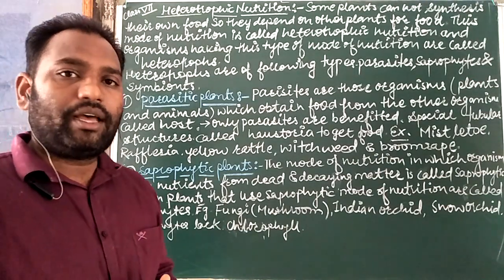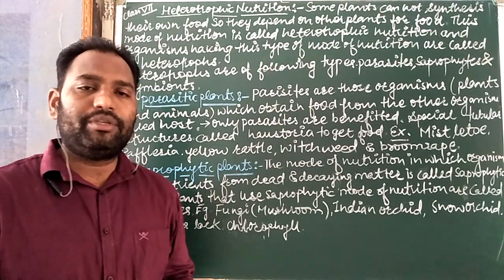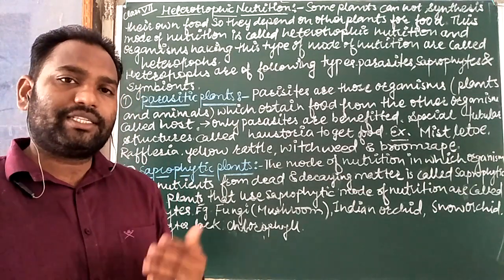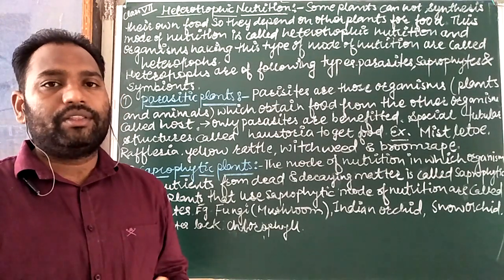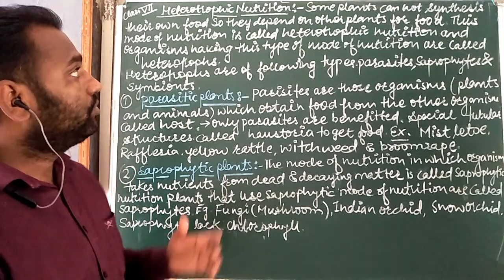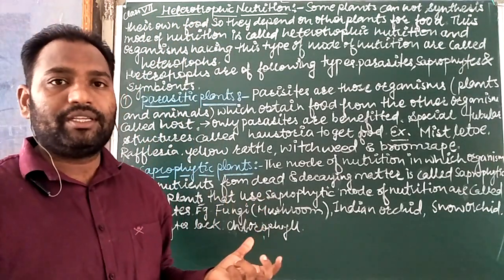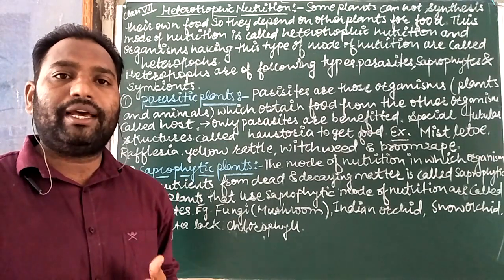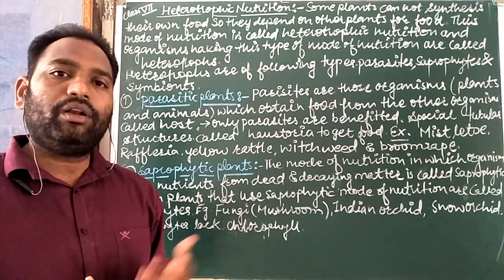Okay, so what is this heterotrophic? Hetero means others. It means they just depend on others. Auto means self, it means they synthesize their own food, and hetero means they depend on others' food. Trop means nourishment, so for the synthesis of food they depend on others.